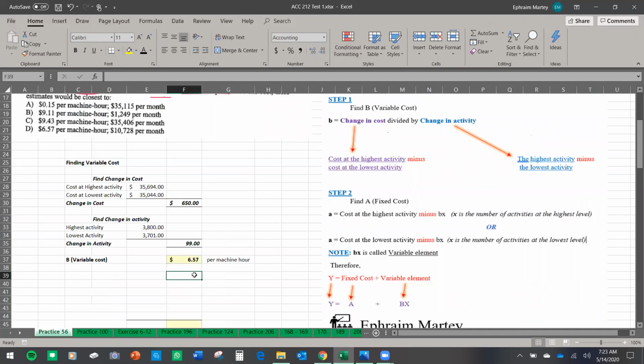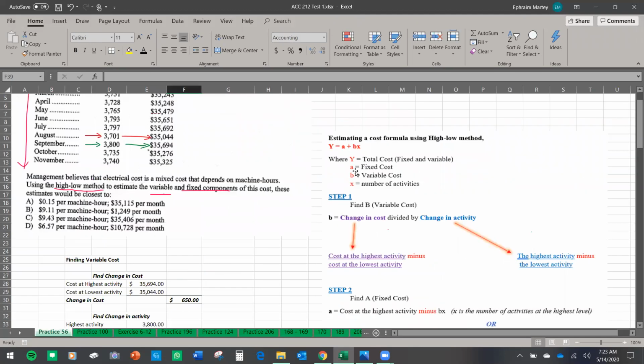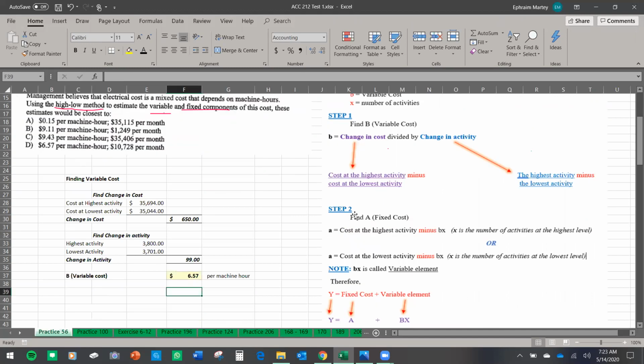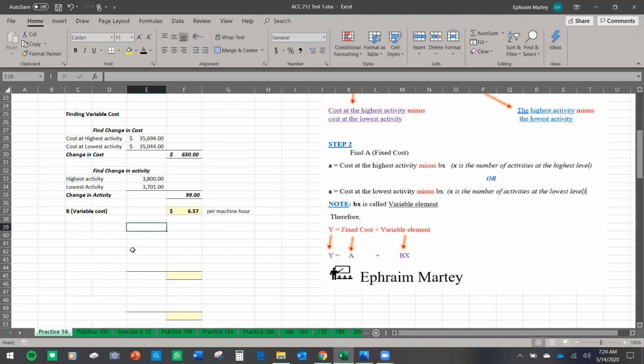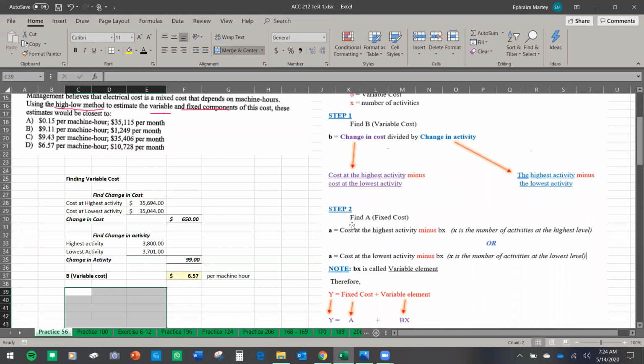We have our B. So now that we have our B, we're going to find our A, and then our X doesn't matter. That is whatever number of activities the company goes through. Okay, so now we have this. Step 2 is we're going to find our fixed cost. That's the method you use to find our fixed cost.